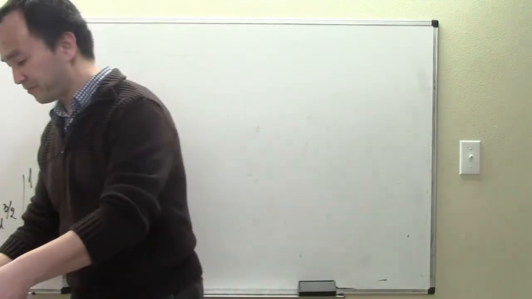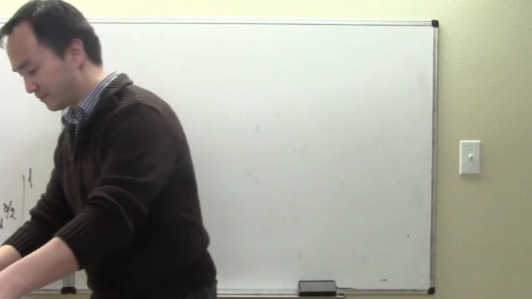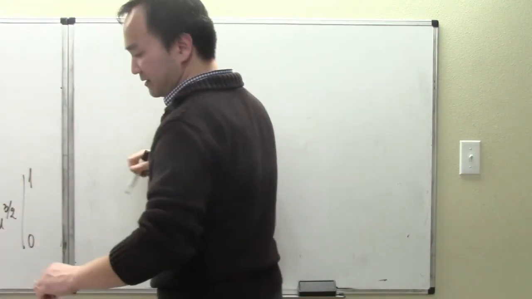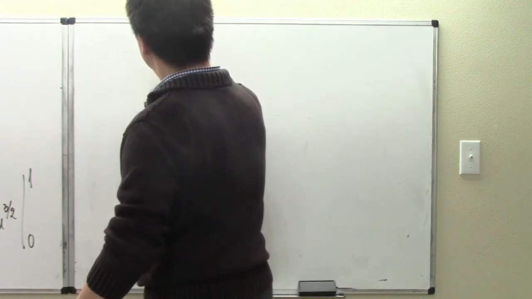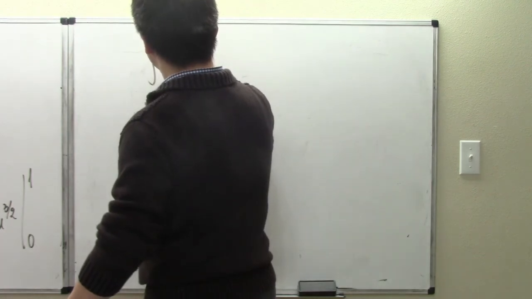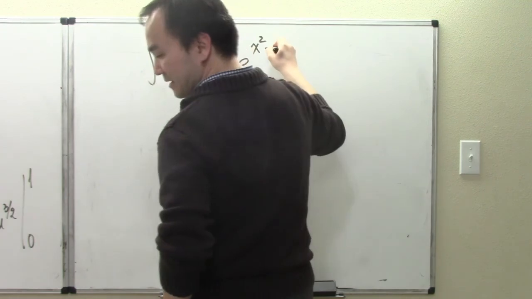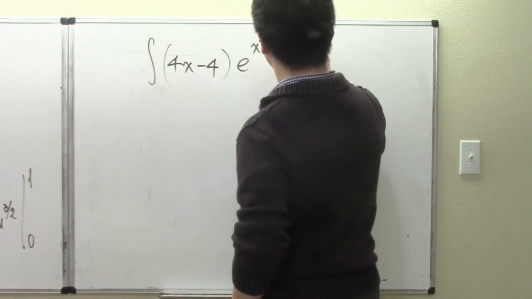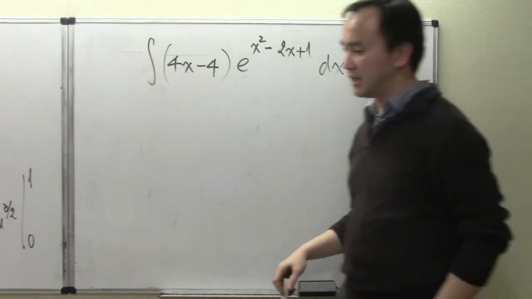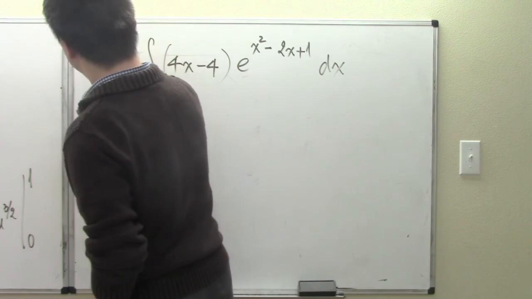So let me bring back that example we've done here. How about this example? The integral of 4x minus 4 times e to the x squared minus 2x plus 1 dx. I'm not going to go through the whole example anymore. This was example 3, part A.